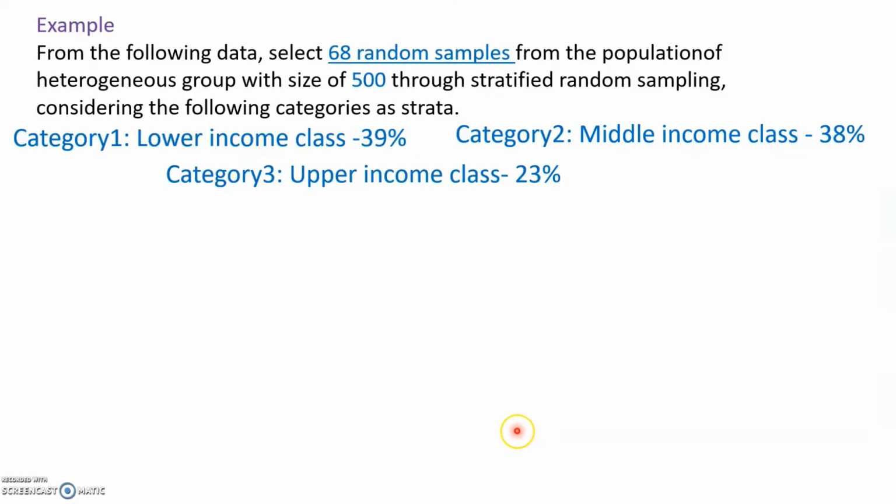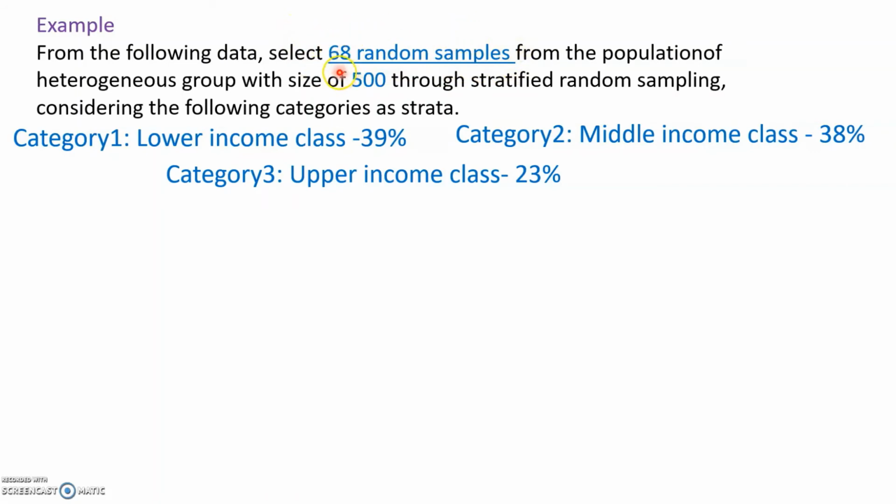So here I have an example for you. I have three categories of people. The first is lower income class, which is 39%. So this is the first category, and you have a total population of 500 people. The second category is 38%, which is the middle income class. Then you have category 3, which is the upper income class. So we know there are 500 people in all, and you're expected to pick 68 random samples.